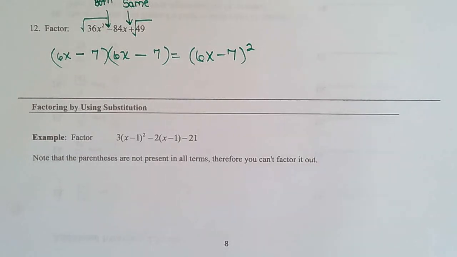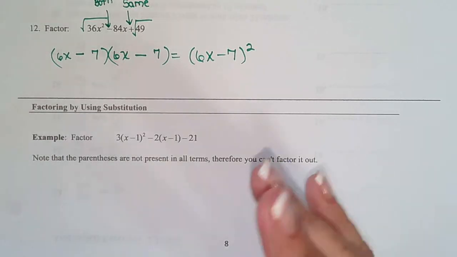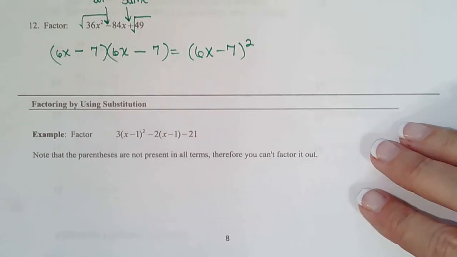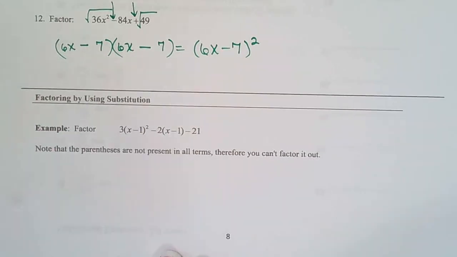So that's pretty cool beans, huh? But like I said, rarely see them. Like 1 in 50, 1 in 100. So don't get too excited about that. Most of your trinomials are going to be the nice long AC method, not this short little thing. But at least you've seen it.